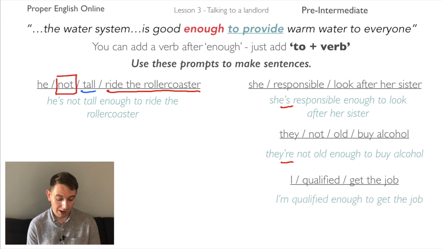And again, I'm. Now, one small thing on pronunciation. If we have the to verb, normally this is a t sound. So for example, to buy. Try it together. They're not old enough to buy alcohol. This one too, to look after her sister.